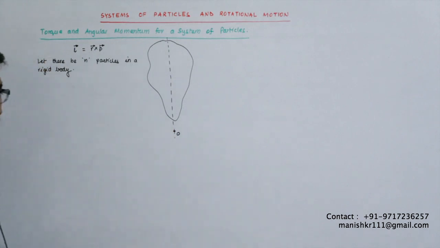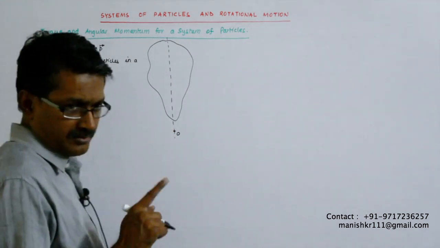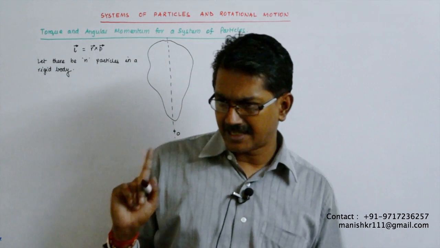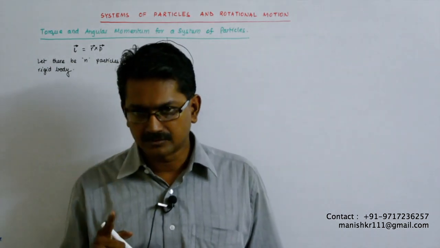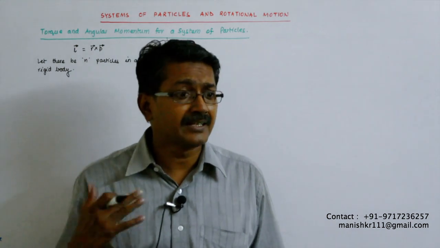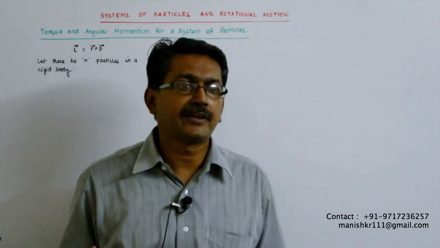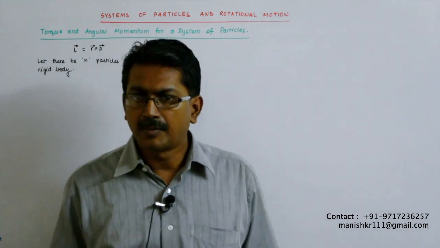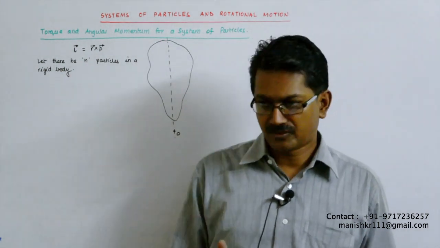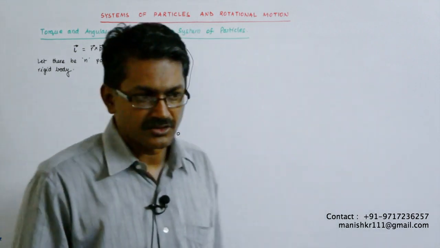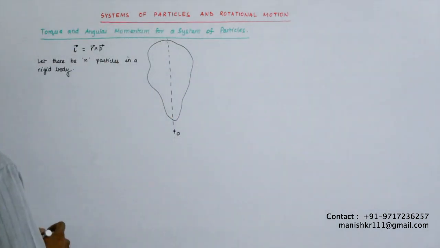So what is my r? r becomes the vector that has its tail at this origin and its head at the point we are talking about. This is the practical application of r, the position vector. So let there be n particles in the rigid body.